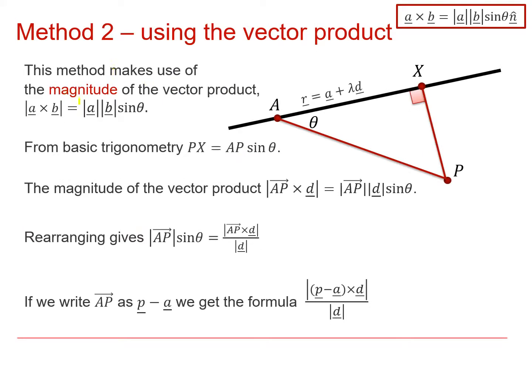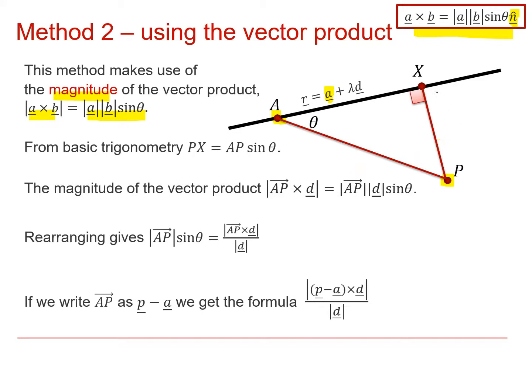Okay, so method 2 uses the magnitude of the vector product. So if we have a look at the magnitude of A cross B, it's AB sine theta. This is the cross product definition up here, and you'll notice that it's missing the unit vector n, which is perpendicular to both A and B, and that's because I just want the magnitude. If you have a look at this diagram, here's my point P, and then this is a point on the line, and in particular it's this point here, the known point on the line.